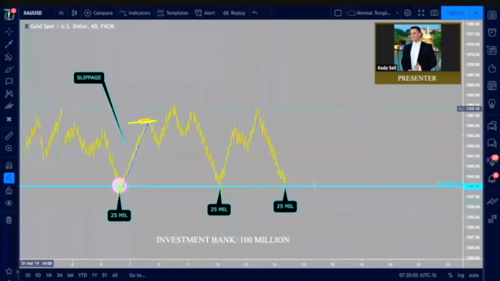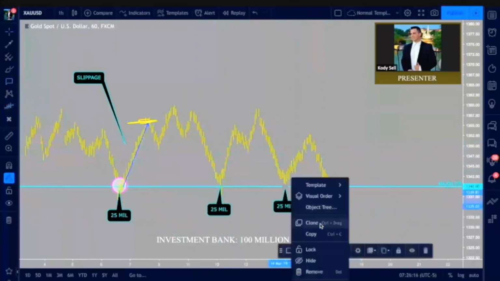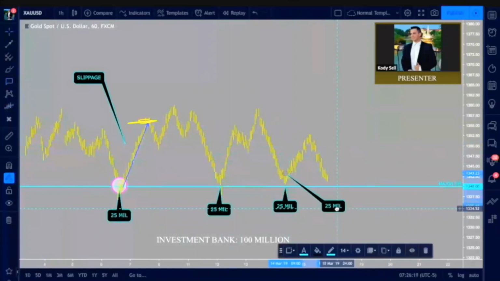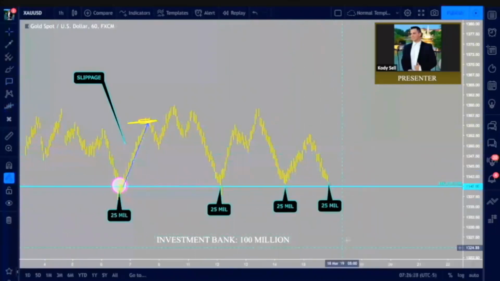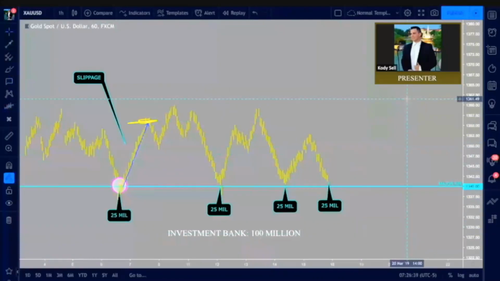Now watch what happens, because this is interesting. So we get one more order fill here. Let's go ahead and mark that right here. Okay, we get one more order fill right here. Now notice how at this point we've got $25 million times 4. That's $100 million. So the entire original order that this bank put in the market right here has all been filled. So they're done. They have no more orders waiting here at 1340.